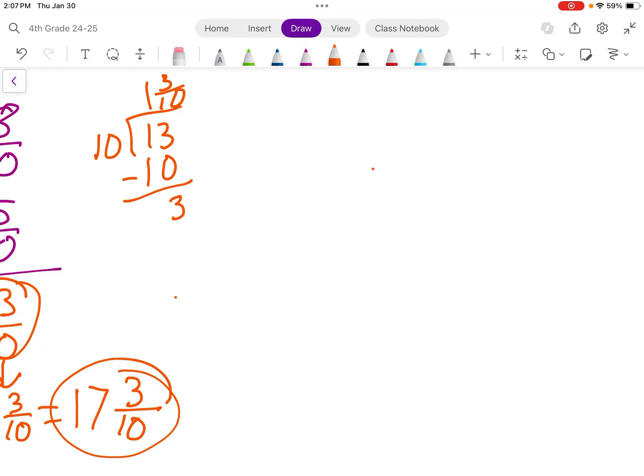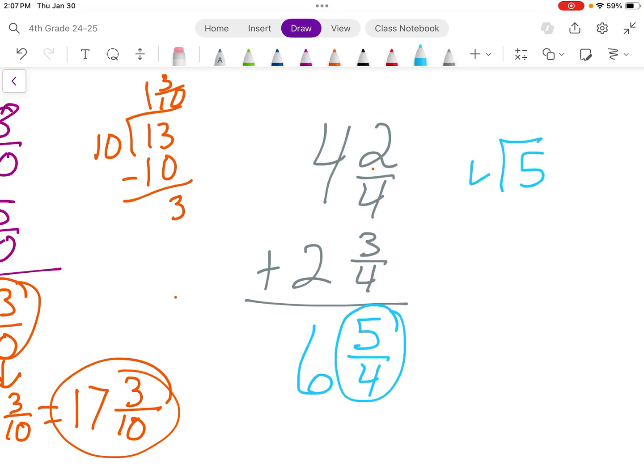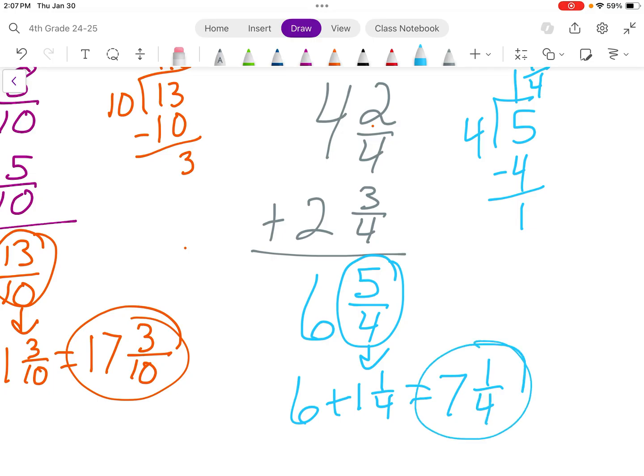On to our fourth and final adding mixed numbers example. We have 4 2/4 plus 2 3/4. 2/4 plus 3/4 equals 5/4. 4 plus 2 equals 6. Again, we don't want this numerator bigger than our denominator, so we'll take 5 divided by 4. 4 fits into 5 one time. 1 times 4 is 4. 5 minus 4 is 1. 1 becomes my numerator. 4 is my denominator. We just turn that 5/4 into 1 1/4. Add it back to my 6. And our answer there is 7 1/4 for our final adding example.